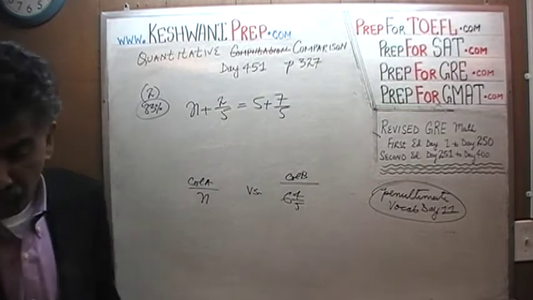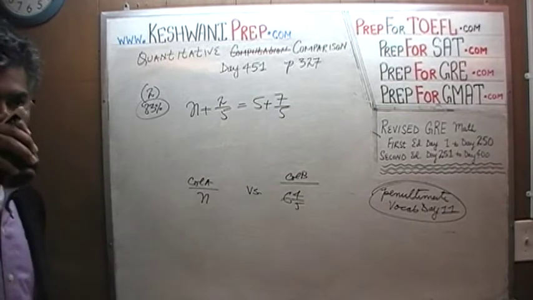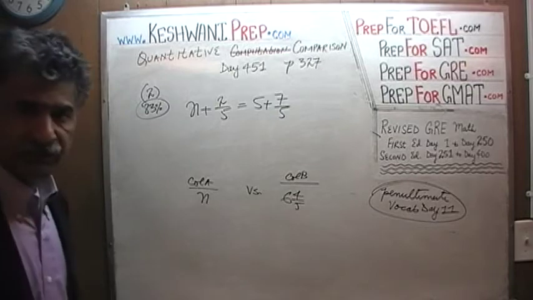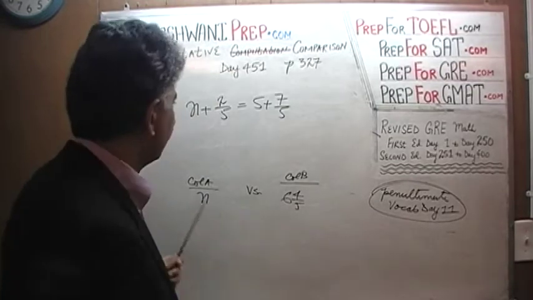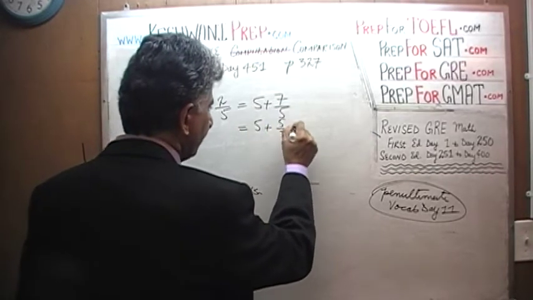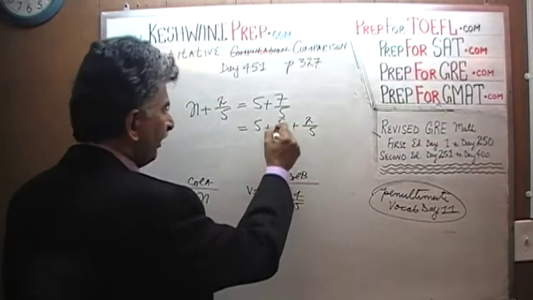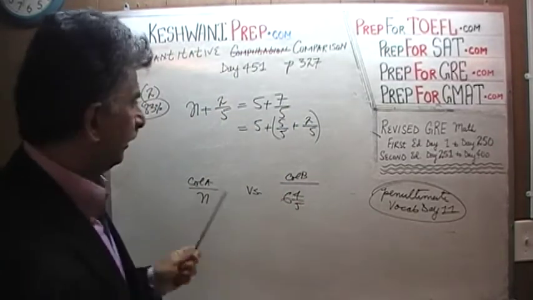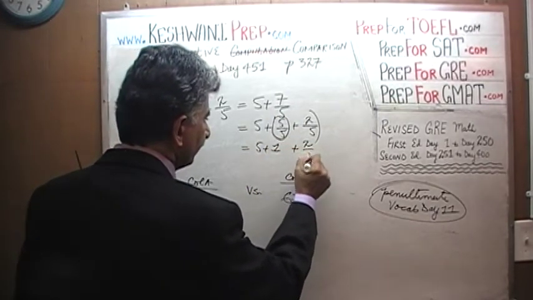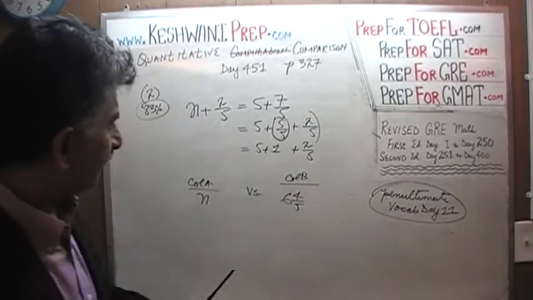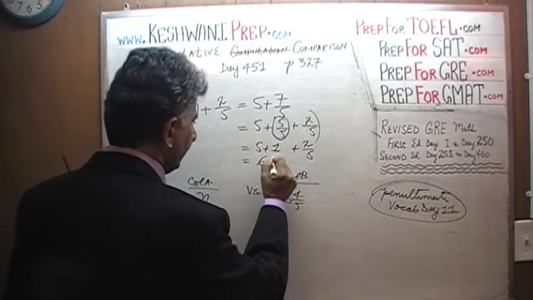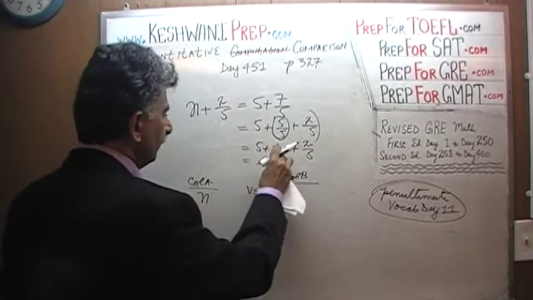I'll give you 5 seconds to pause and unpause the video. Do it yourself first. Well, here we go. The quickest, the simplest, the most economical solution to this is simply to break this up right away. 7/5 can be written as 5/5 plus 2/5. But 5/5, as we know, is just 1. So it's 5 plus 1 plus 2/5. 5 plus 1 is 6. So this boils down to 6 and 2/5, 6 plus 2/5.